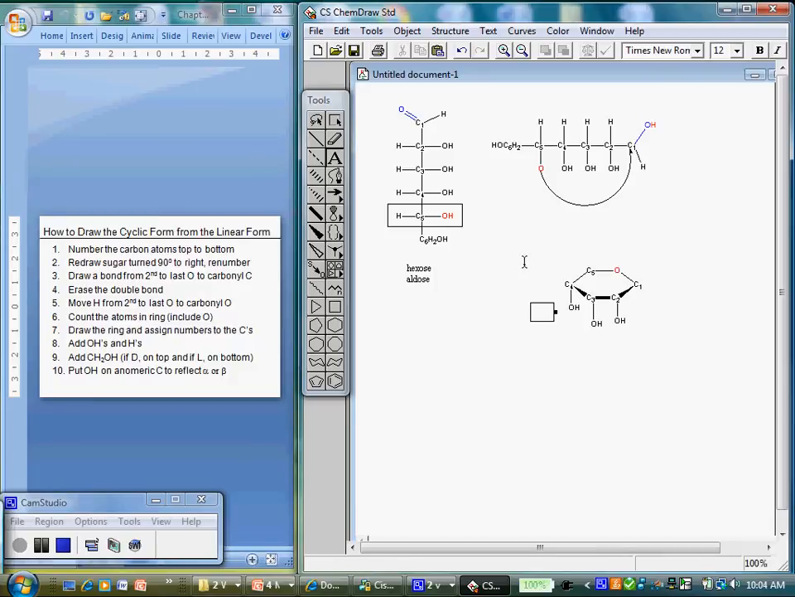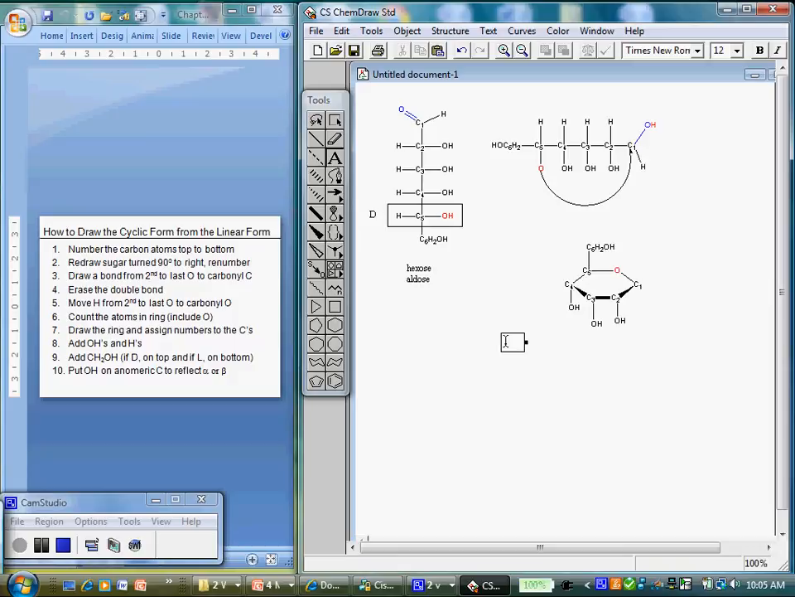Step 9 tells you what to do with carbon 6. It says add the CH2OH. If it's D, put it on the top. If it's L, put it on the bottom. Well, if we look at our OH that is on the last chiral carbon, it's on the right, so this is a D sugar. So that means we need to put our CH2OH on the top. So C6 is up.